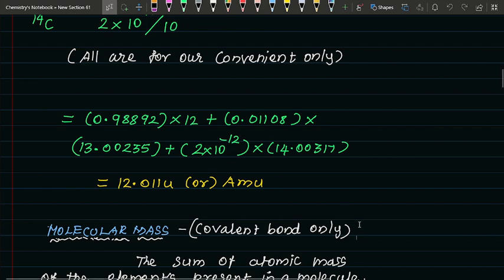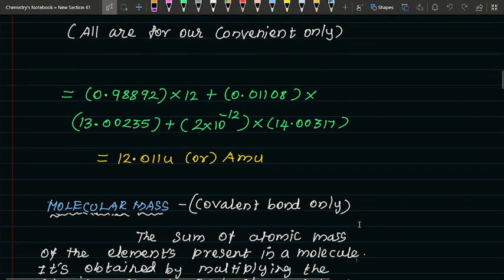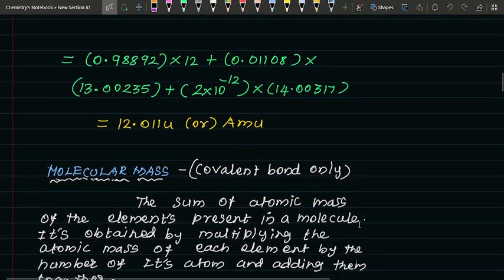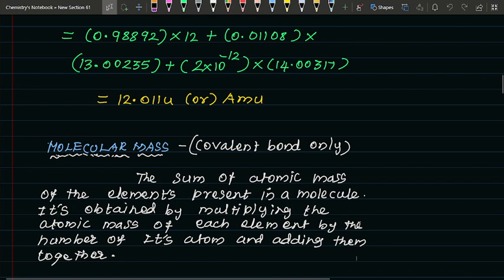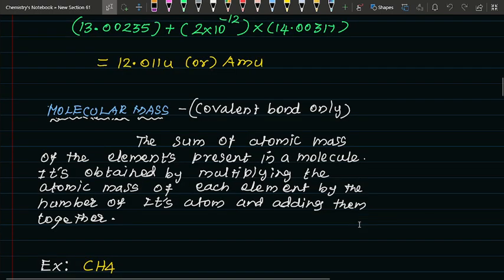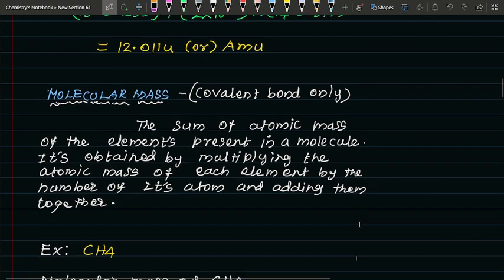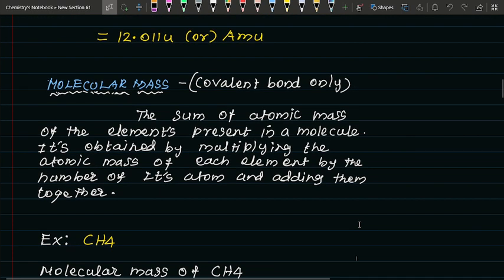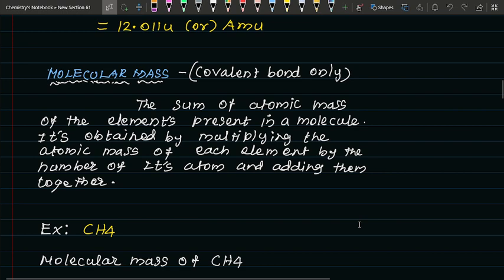Molecular mass. Next, molecular mass is commonly used for covalent compounds only. It is the sum of the atomic masses of the elements present in a molecule, found by multiplying the atomic mass of each element by the number of its atoms and adding them together. For example, methane, CH4.